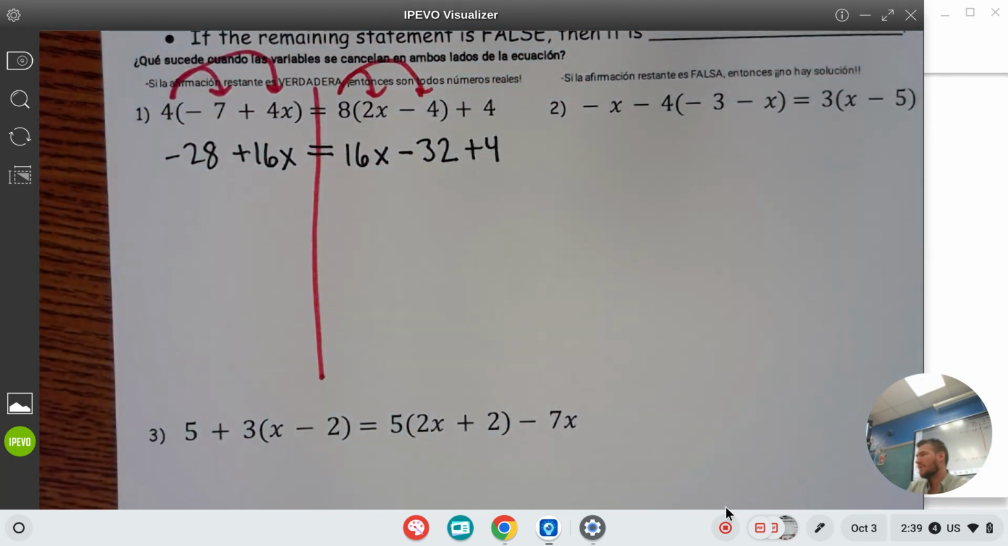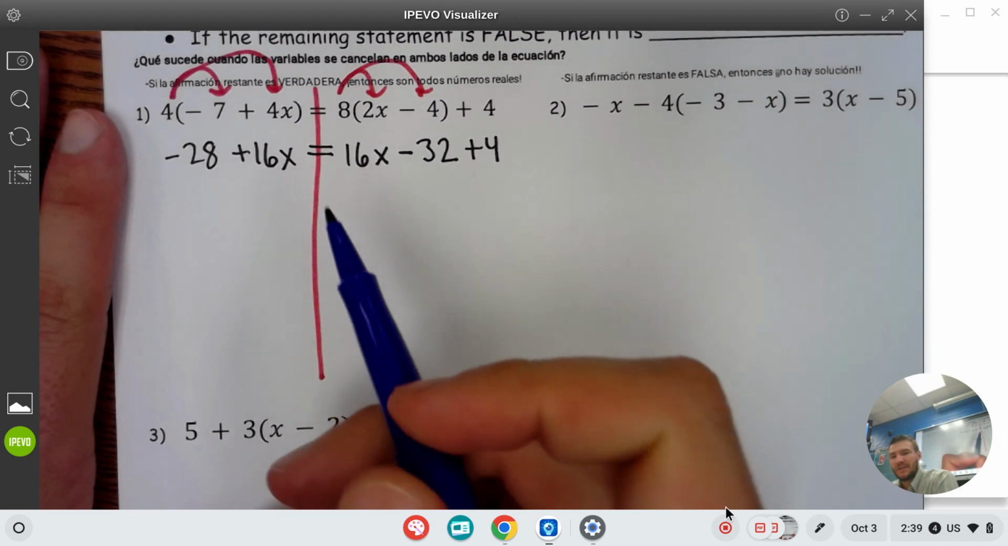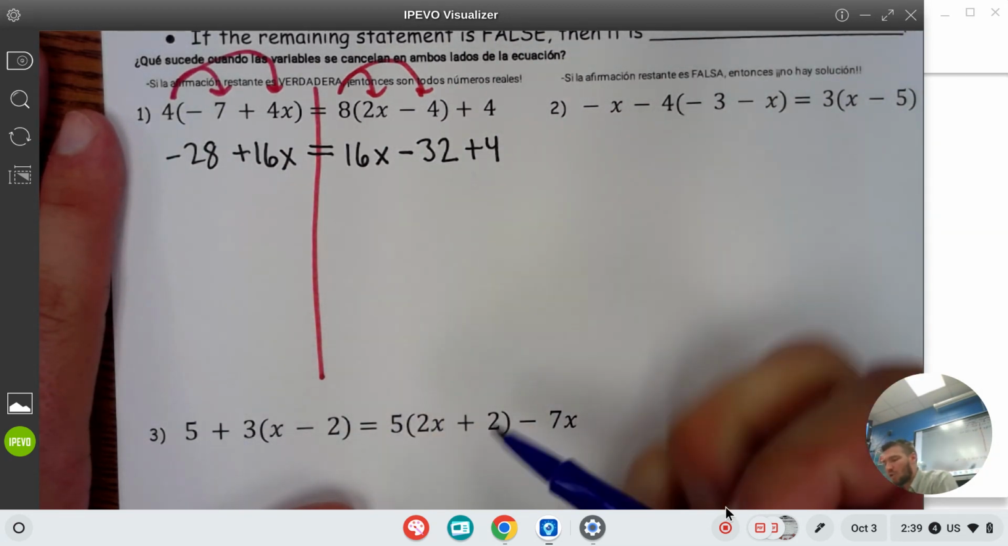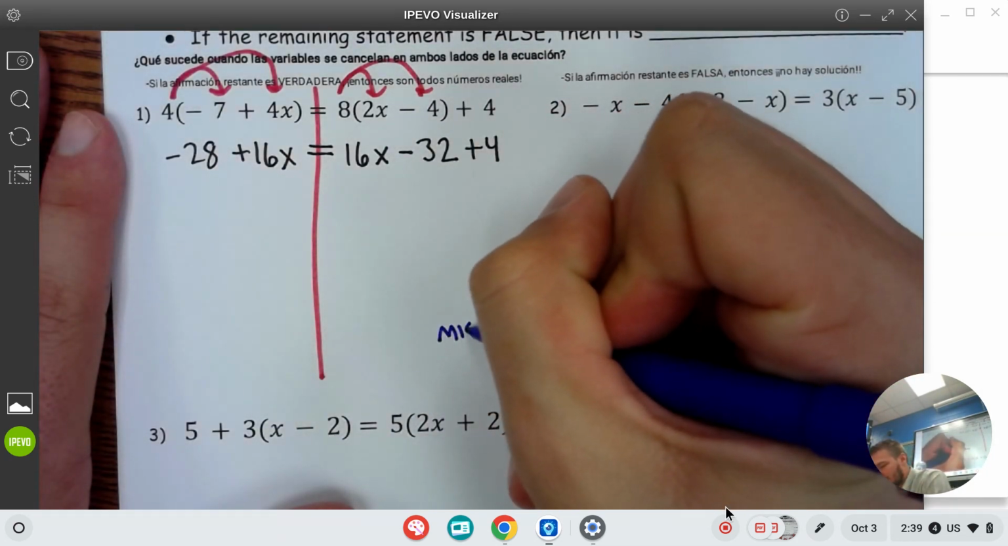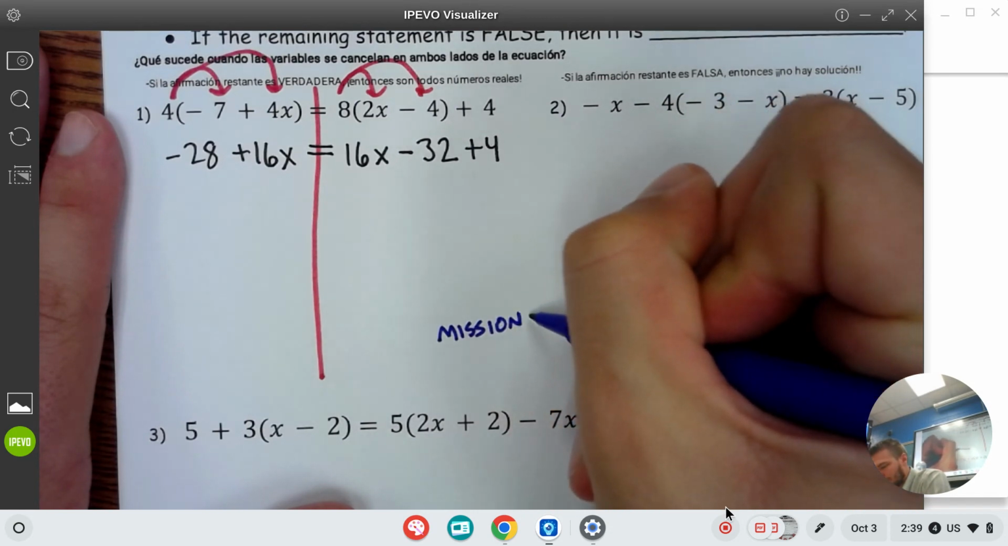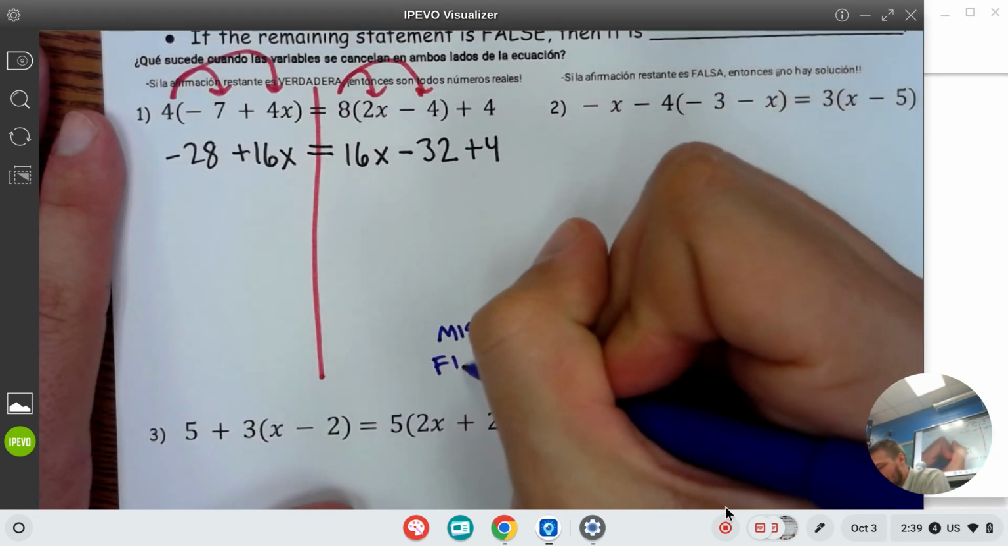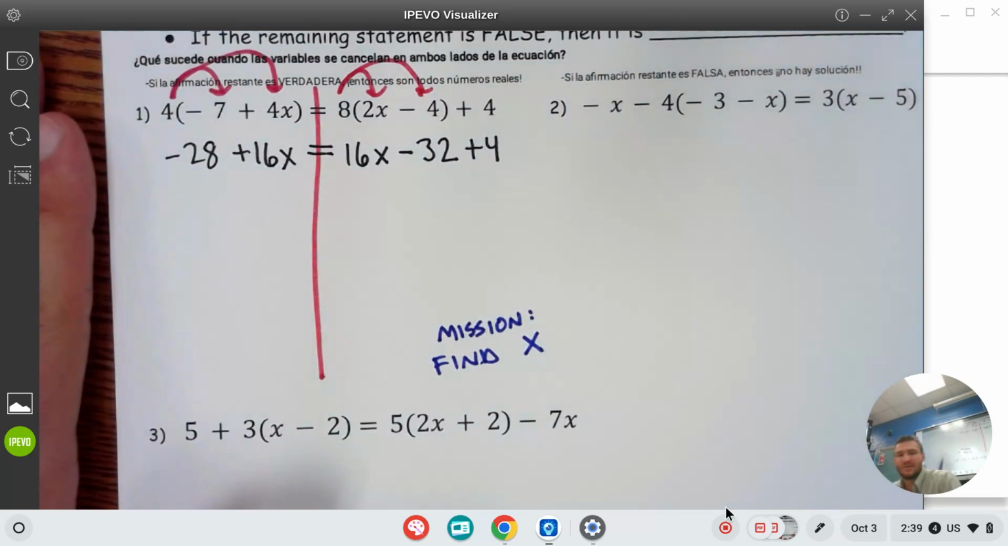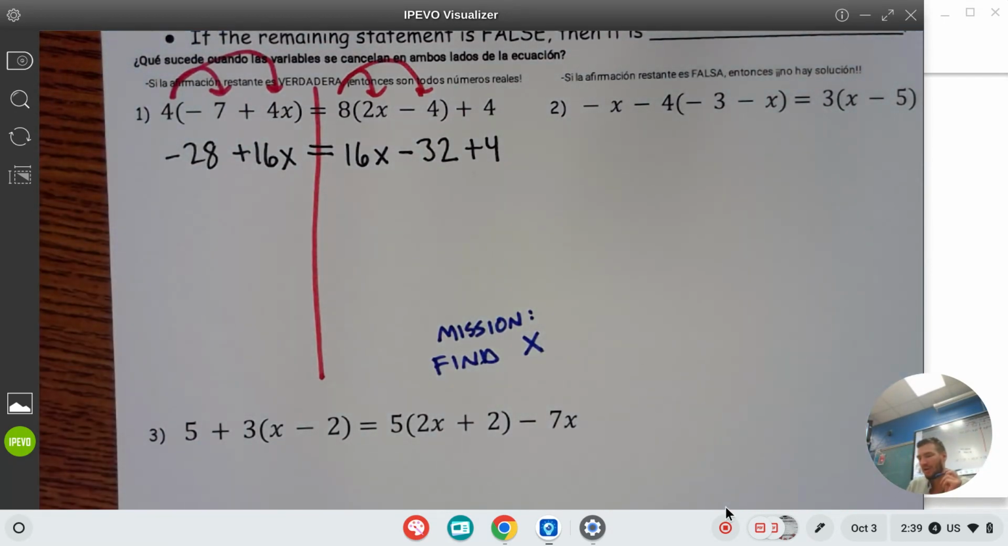Now, so far, we've handled everything. I want to pause for just a second. When we're solving this question, what is our end goal? What is the mission of this question? What are we trying to do? Nice. We are trying to find x. We are trying to solve for x. Perfect. That is our mission for this question. All right, let's get back to it.